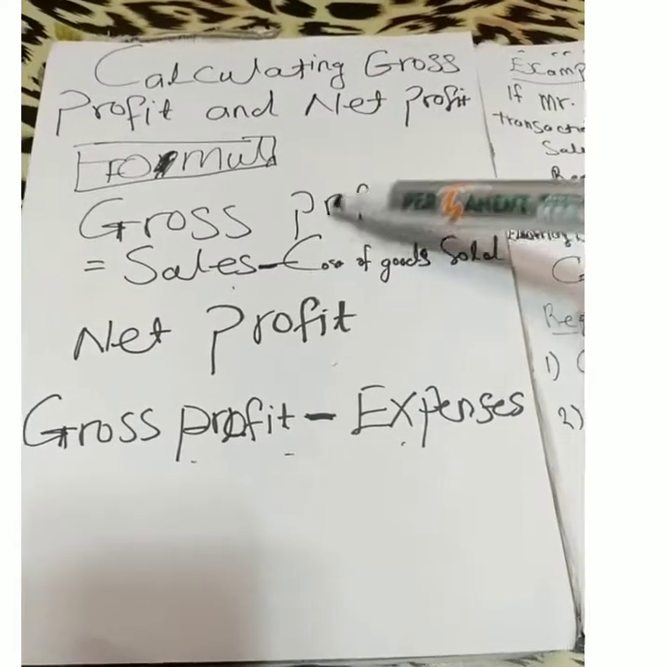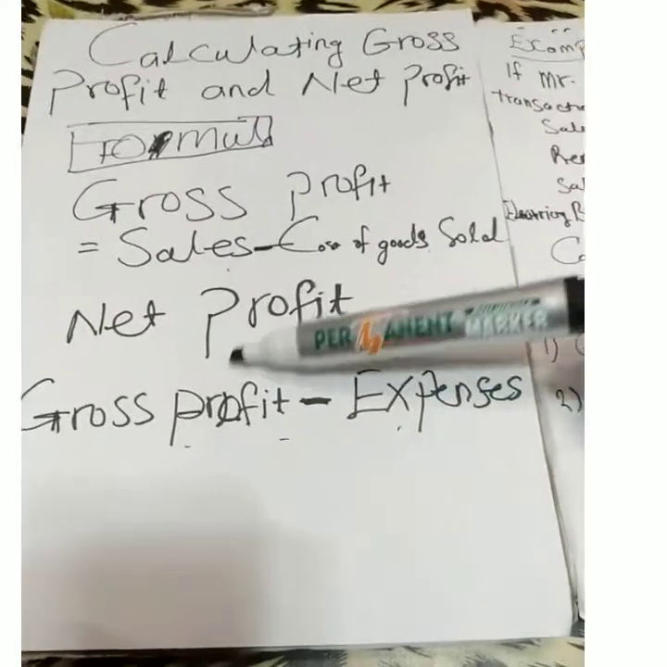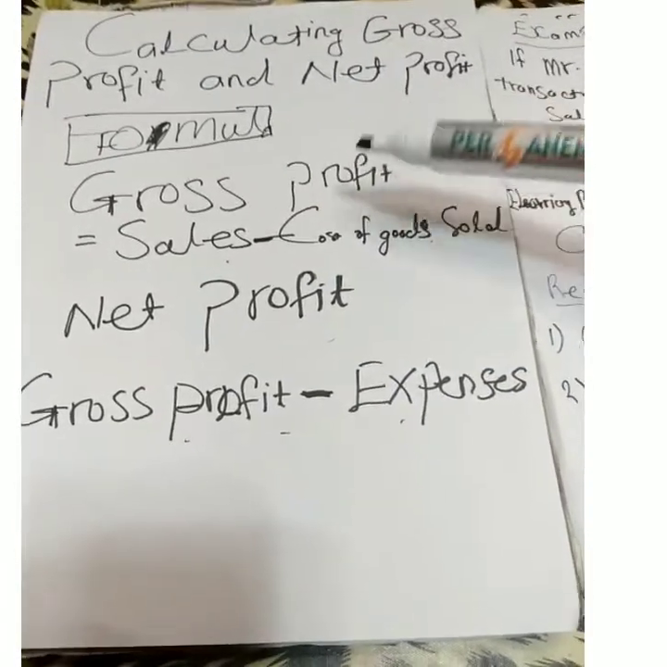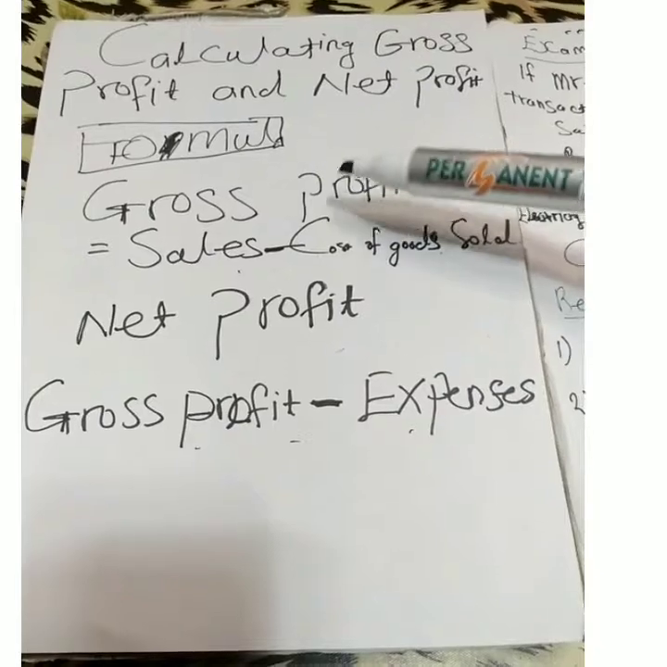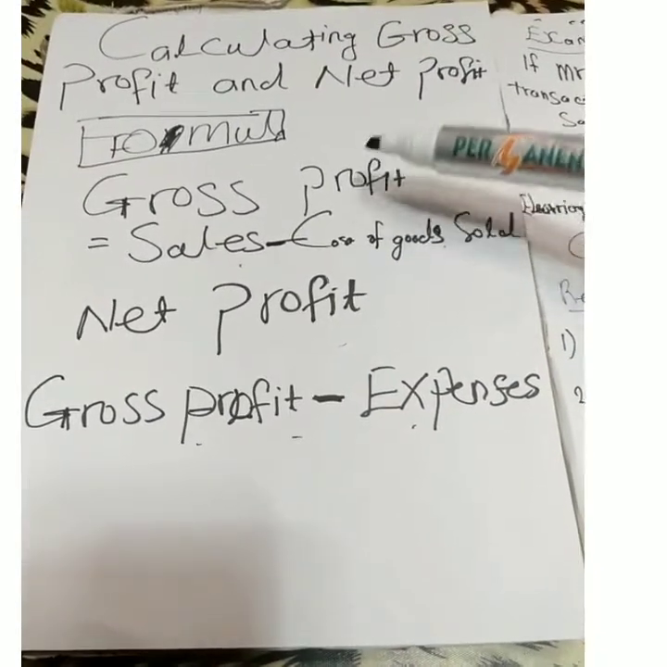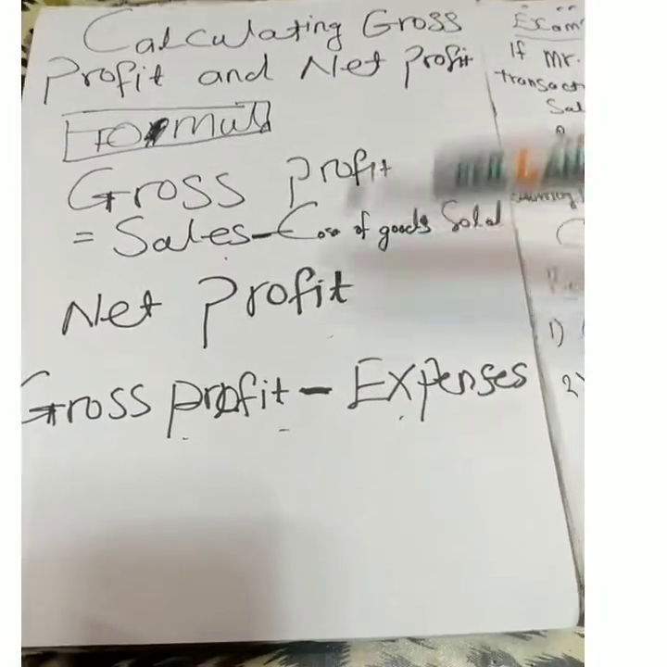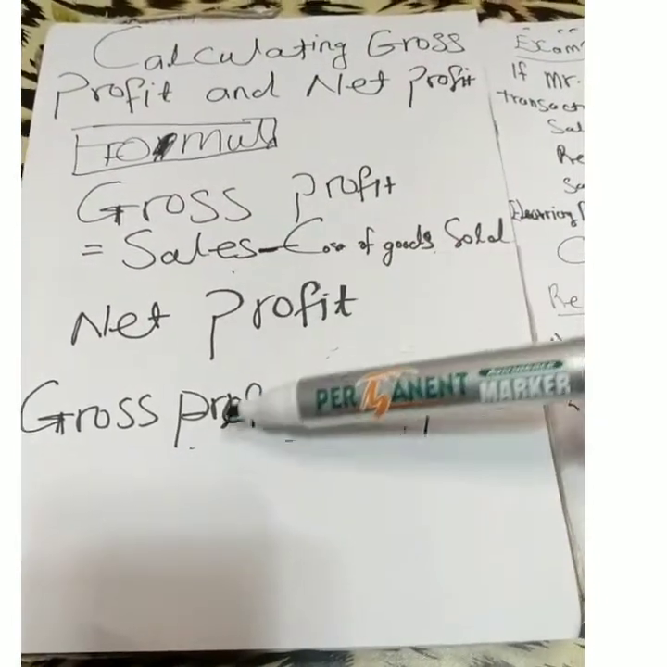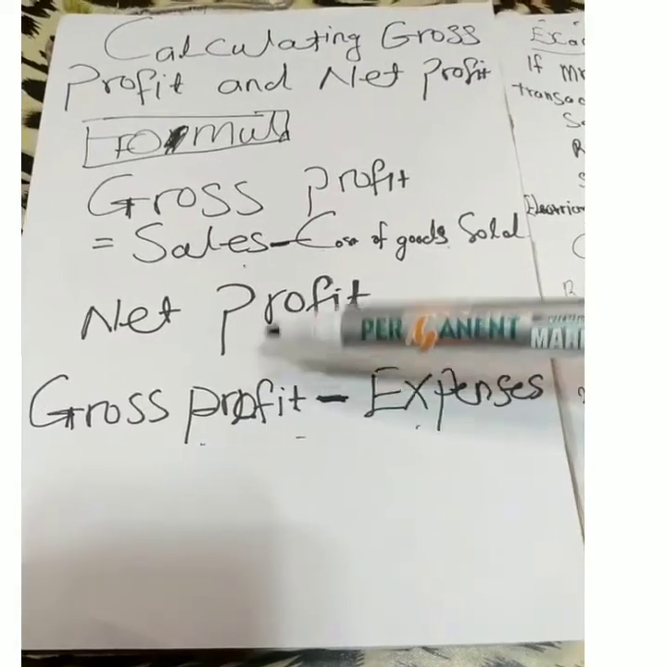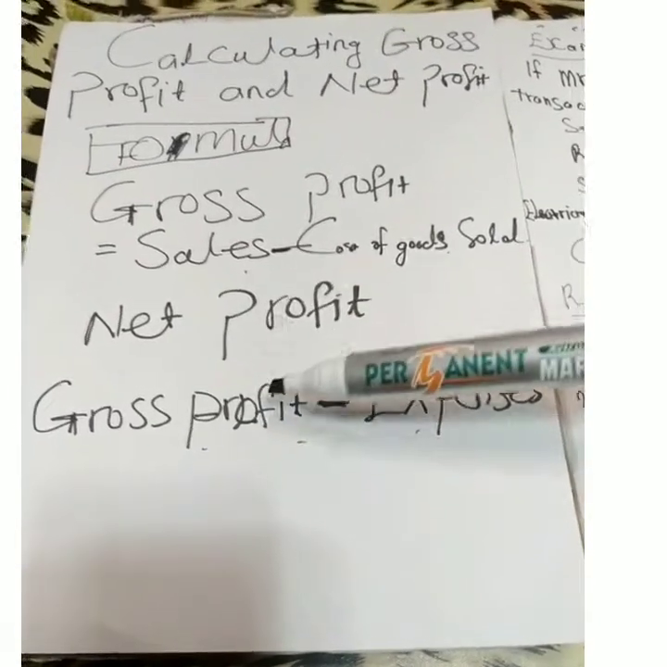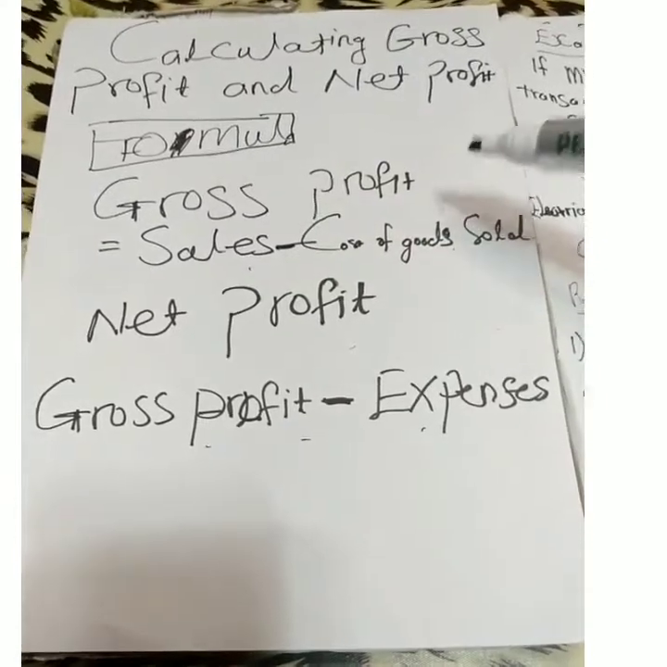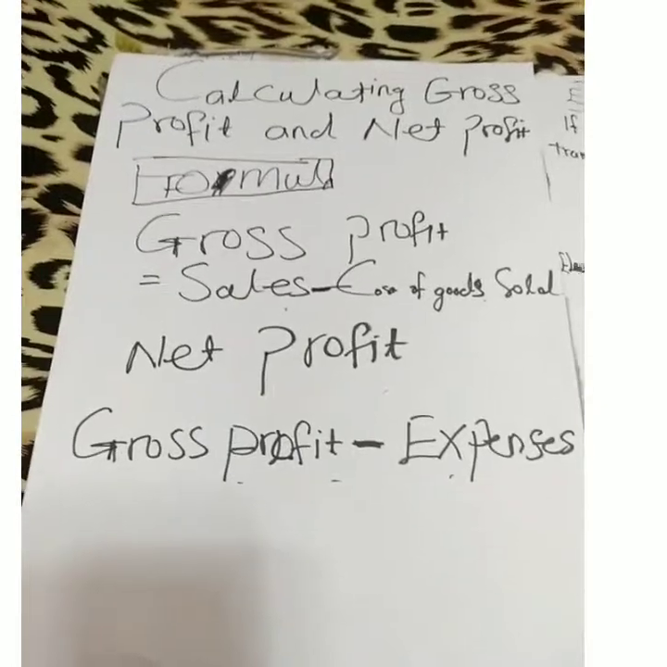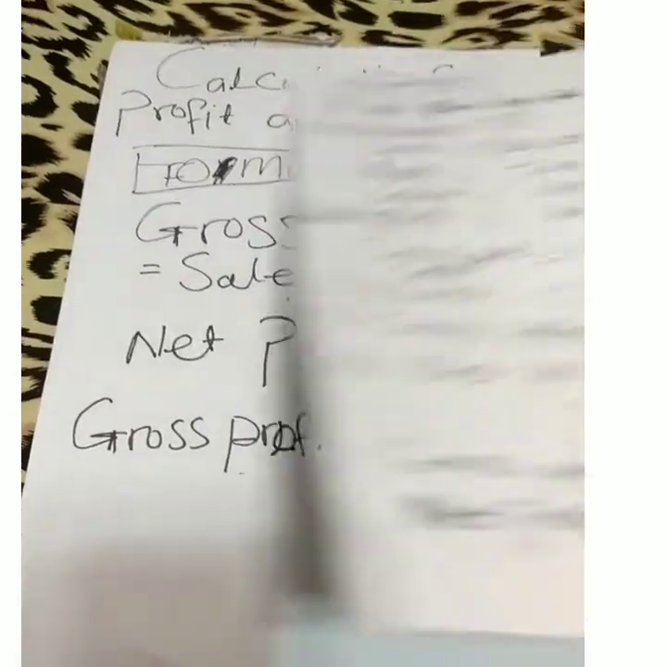So it can either be gross profit or gross loss, or net profit or net loss, depending on the balance you get. If the balance is negative, you know that is a gross loss. If the balance is positive, you know that is a gross profit. Same with the net profit or net loss here. If the balance is negative, you know that is net loss. If the balance is positive, you know that is net profit. So that is it. You have to first of all understand this formula. Okay, after understanding this formula, let's get into the exercise.